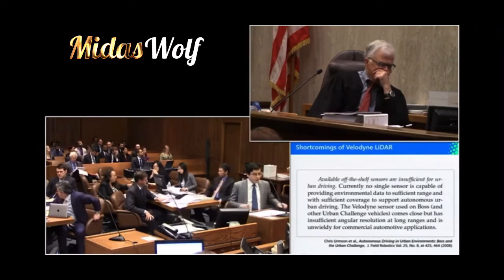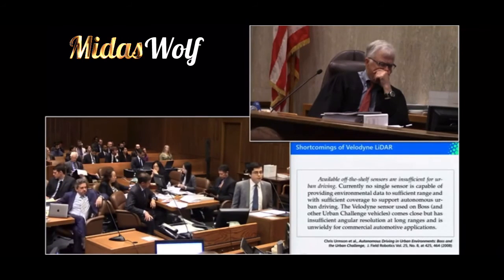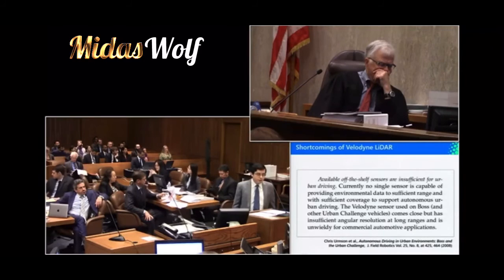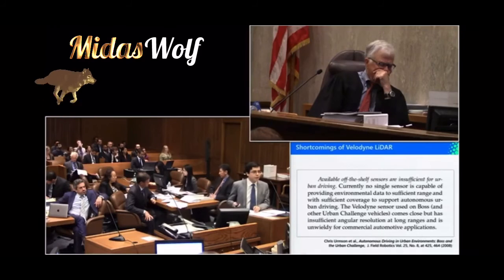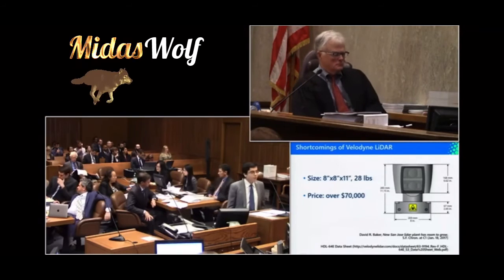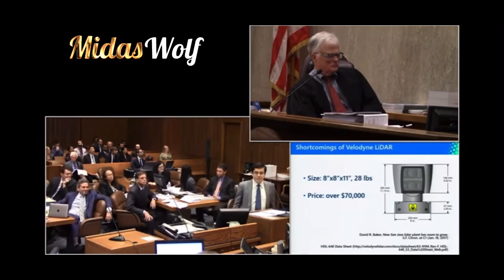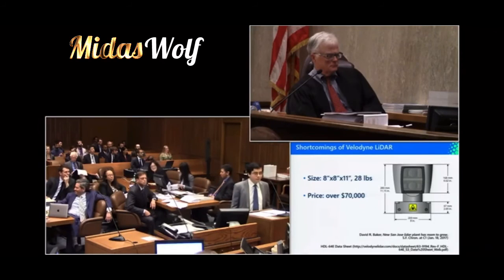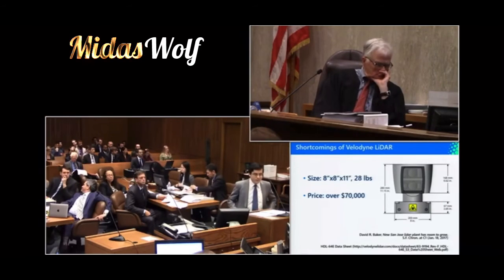In 2007, however, at the Urban Challenge, people realized that the Velodyne sensors were pretty good, but they were not good enough for urban driving. And the main problems that people found was that it had insufficient angular resolution at long ranges, and it was a very unwieldy unit. How unwieldy is illustrated in the next slide, where we show an 8x8x11 unit that weighs 28 pounds. And this is meant to be mounted on top of the car, so it's going to be a really big, ugly contraption on top of the car. Not only that, partly because it's so unwieldy, its price is over $70,000, which is more than the cost of most cars out in the world.